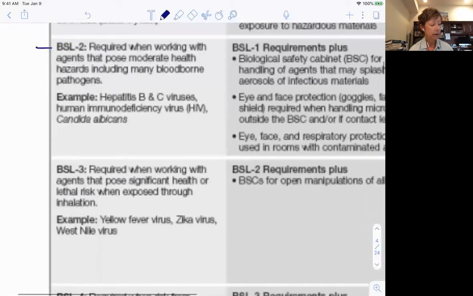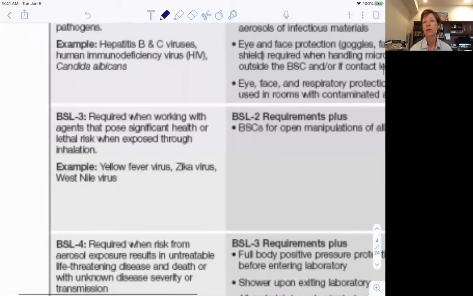When we get to the higher levels, these are things that take more equipment, and there's a greater risk. So BSL3 are some academic labs, some of the labs that not a typical hospital lab, but maybe a reference lab where we send off samples that might be particularly hazardous.